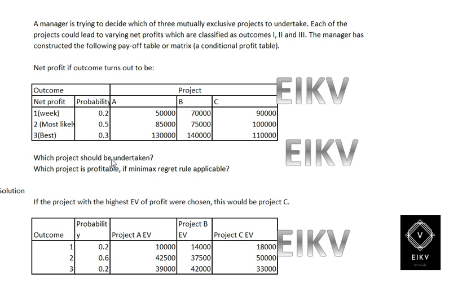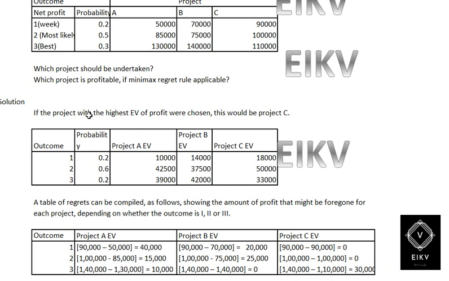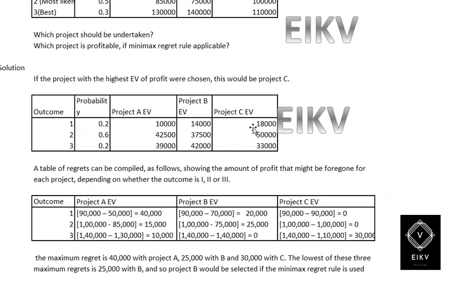1,10,000. And they require us to select which project should be undertaken, and second, which project is profitable if the minimum regret rule is applicable. So we have two questions, two requirements. Going ahead with the solution, if the project with the highest EV of profit should be selected, here it should be C.